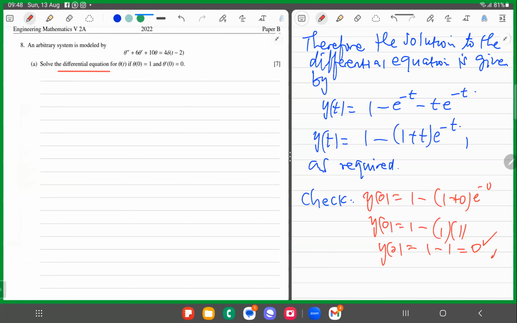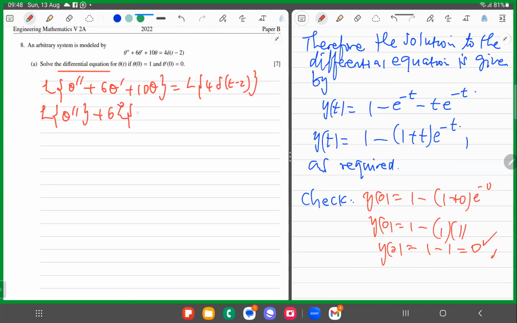I'm going to load more questions, which is theta double primed, 6 theta plus 10 theta is L of 4t minus 2. And then now you're going to distribute and have 6, have 6 into this.